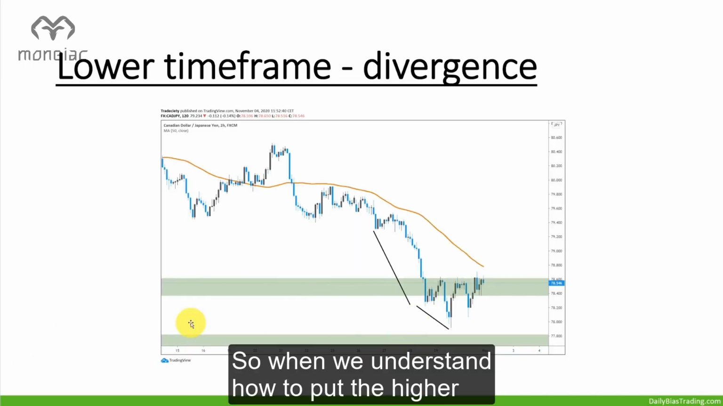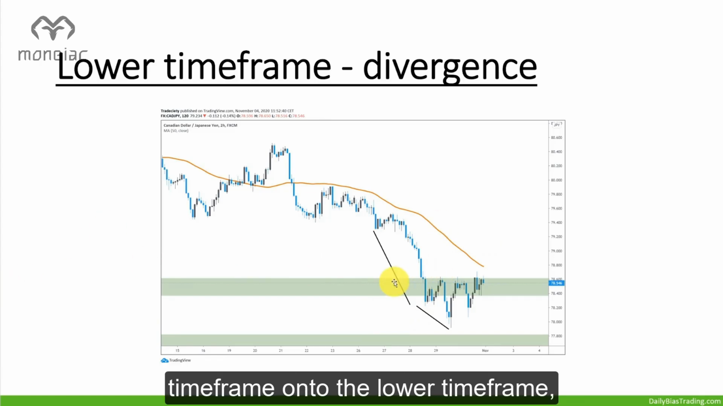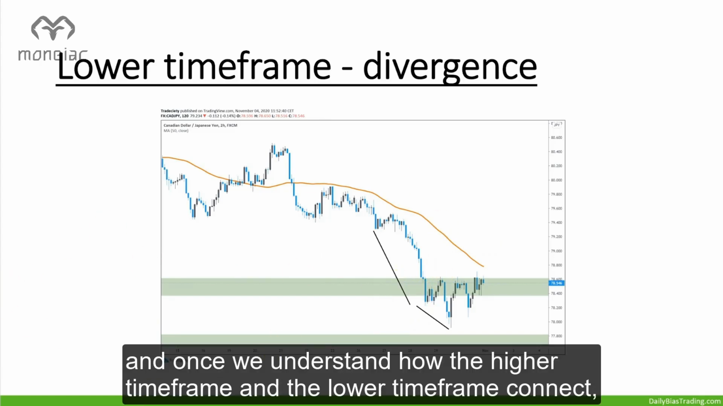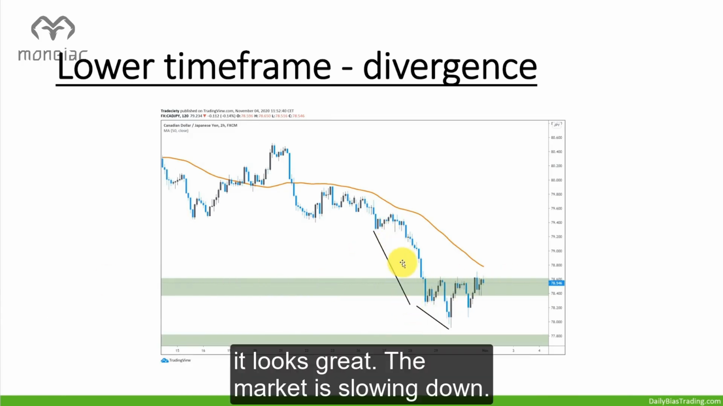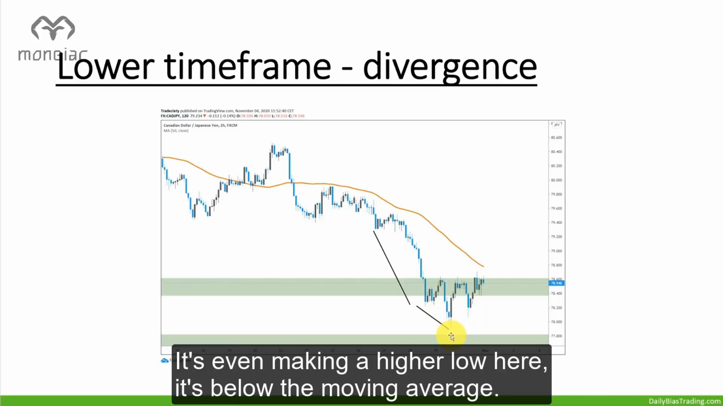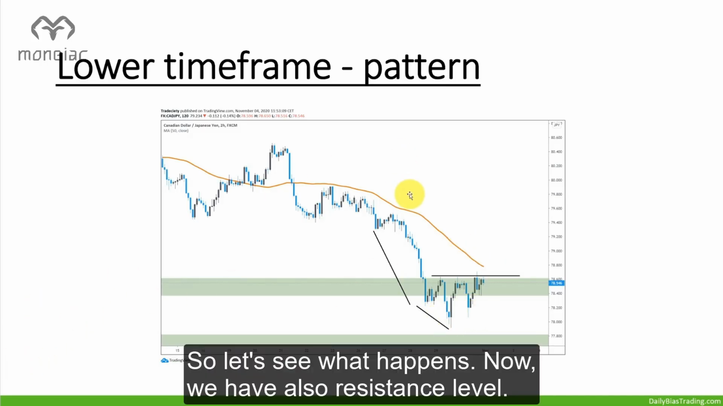When we understand how to put the higher time frame onto the lower time frame, and how the higher time frame and the lower time frame connect, that will help us a lot. So we can see, okay, we have a divergence. It looks great. The market is slowing down. It's even making a higher low here. It's below the moving average. So let's see what happens.